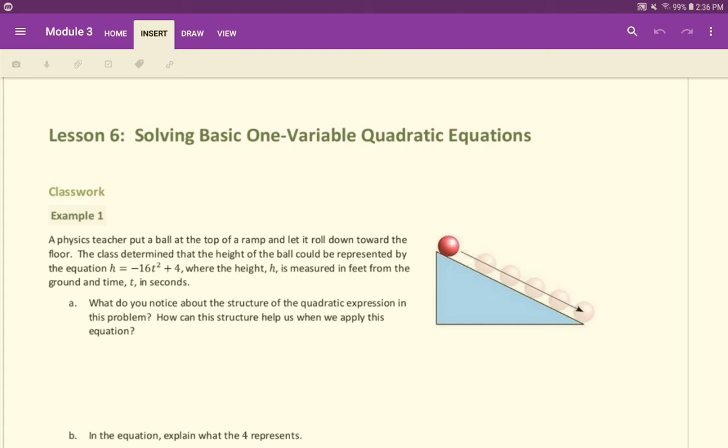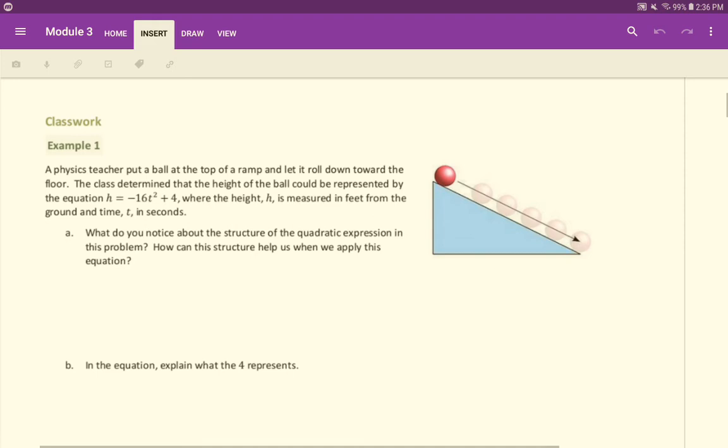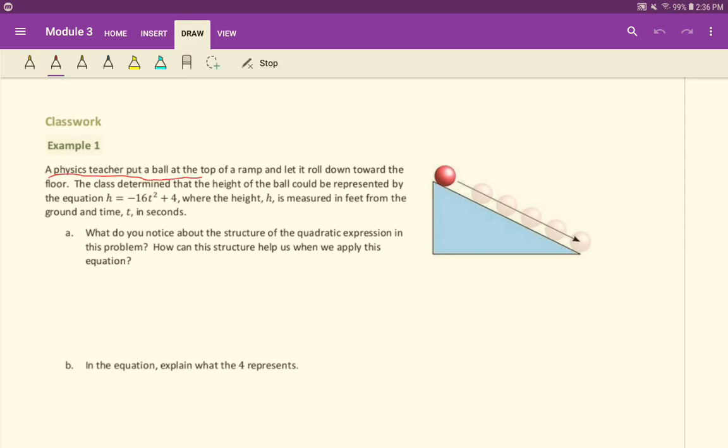All right, so example 1 here, we are told that a physics teacher put a ball at the top of a ramp and let it roll down toward the floor. The class determined that the height of the ball could be represented by the equation h equals negative 16t squared plus 4, where the height h is measured in feet from the ground and time t in seconds.